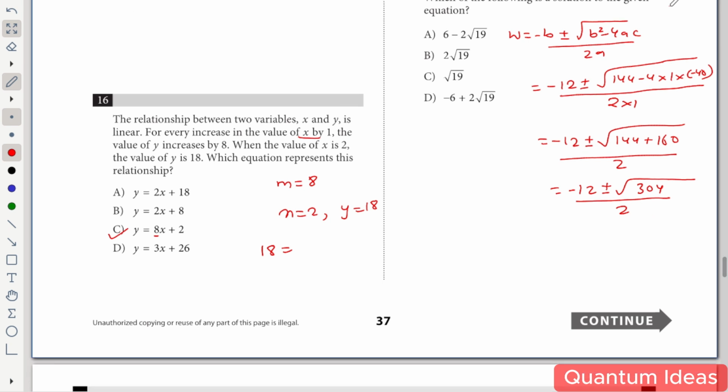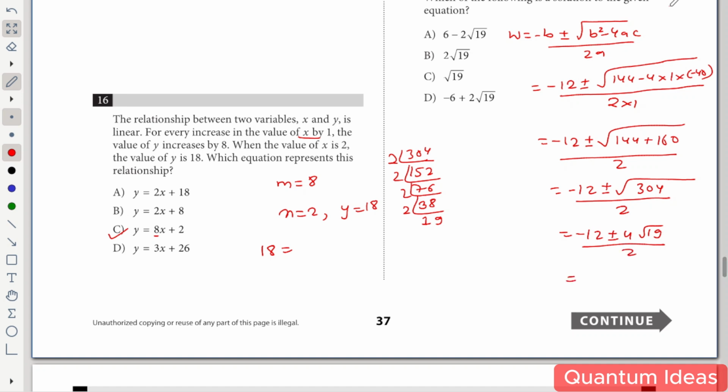So you can factorize it to find this root value. 304, if you divide by 2, that is 152, and if you divide this by 2, 76, 2 38, 2 19. So the pair of 2s come out, that becomes 4. This is minus 12 plus minus 4 root 19 over 2.